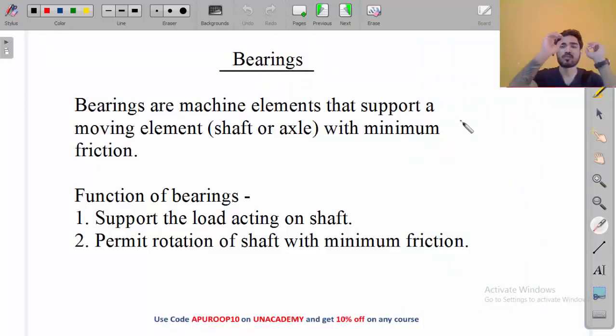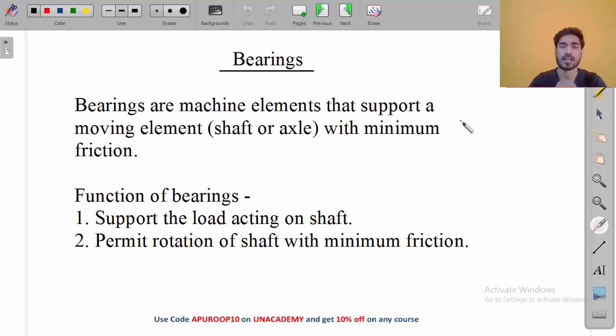Now, let's move on to the topic. Today's topic is bearings, which is a very important topic for a design engineer, because you see bearings everywhere in daily life. We all know about bearings, my friend. But what is the definition of bearing? What exactly is bearing? What are the different types of bearing? What are their applications? All we get to know in this video lecture.